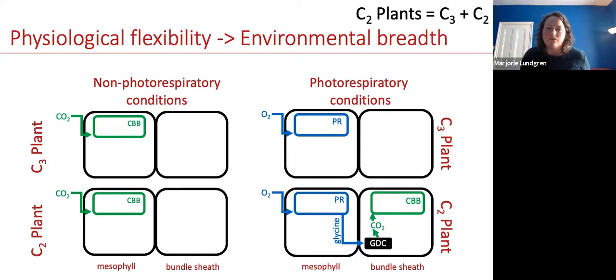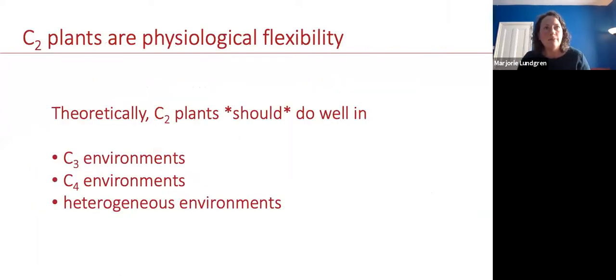So in that sense, C2 photosynthesis is environmentally inducible by nature. So these C2 plants have essentially C3 photosynthesis, and they tack on C2 on top of it, okay? And if you think of it that way, you can imagine that C2 plants, in theory, should do well in C3 environments, because they should be just as good as a C3 plant, right? In theory. They should do as well as in C4 environments, because when there's high photorespiration, they're going to recycle that CO2. So they're going to do okay in those environments as well.